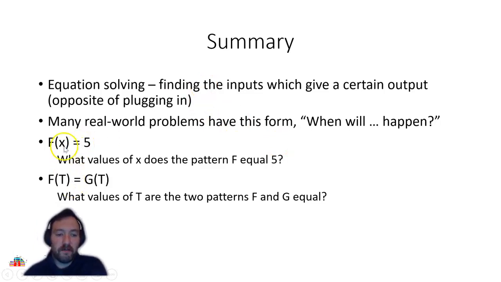We looked at basically two types of examples. You looked at something like f of x equals 5. So again, the point of the function notation was that it showed clearly what variable is being solved for, in this case the x. So you're asking what values of x does the pattern f equal 5? And the second type of thing we looked at, you could have two quantities that are both changing, an f and a g. And now you might ask, when does pattern f equal pattern g? And in particular, using the function notation, you're looking for what values of the input t are the two patterns equal. So that's all I got, and thanks for listening.